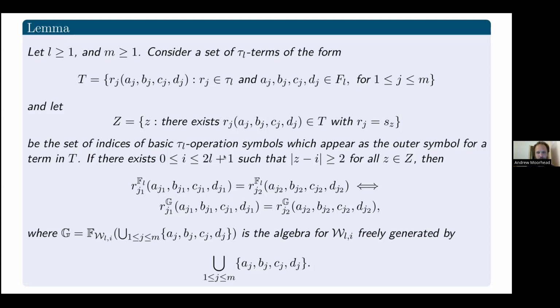So basically what this is saying is that if the set of indices for basic term operations is sparse enough inside of all indices, there's going to exist some basic operation that I can forget about entirely. And all of the deductions that I can make can be equivalently made in this variety where I've forgotten entirely about that basic operation symbol. But this requires that these are normal forms. So that's important.